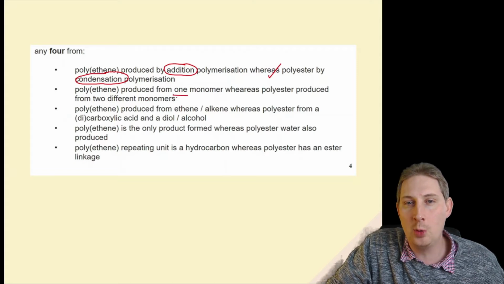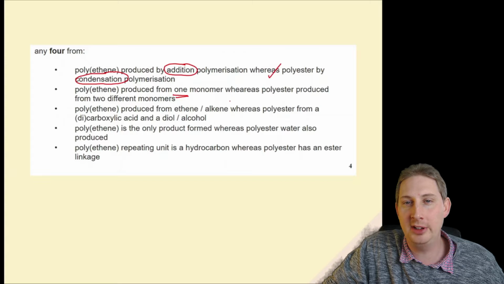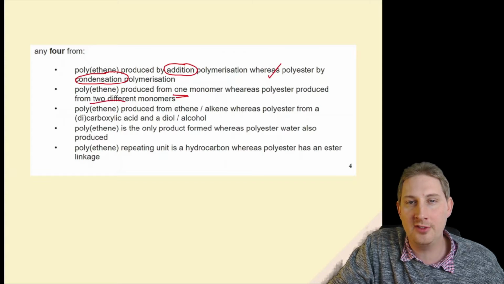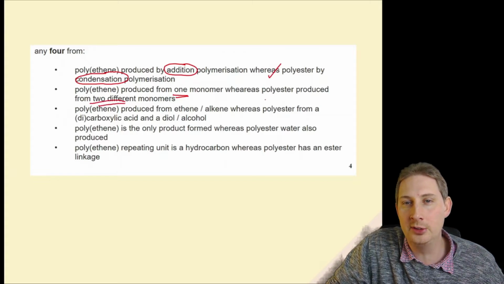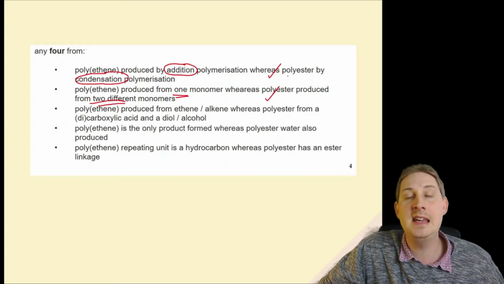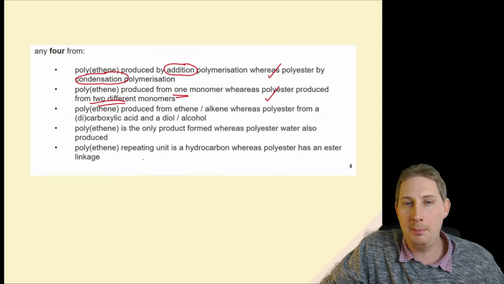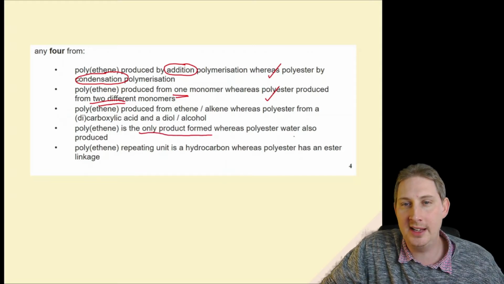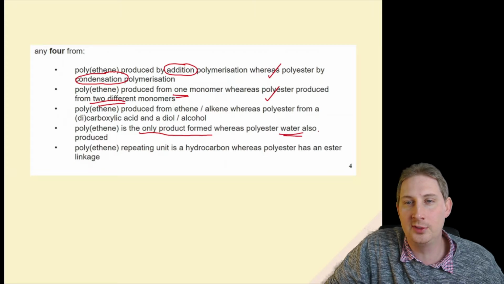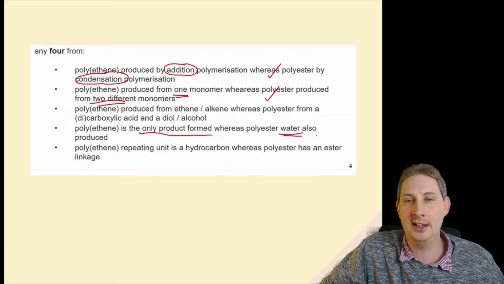Polythene is produced from one monomer, whereas polyester is produced from two different monomers, and that was one of those key points that I highlighted to you. Polythene is the only product formed, whereas polyester, water is also formed. That was the second thing I highlighted to you. So hopefully you would have got that.